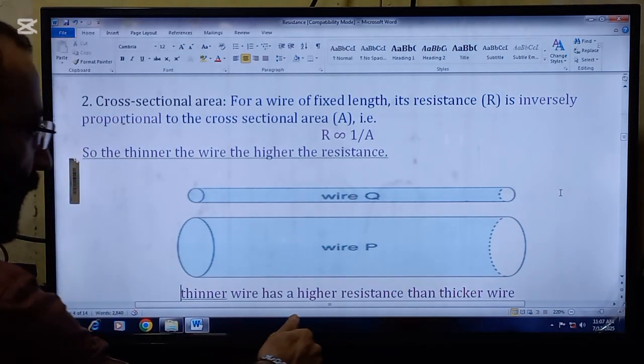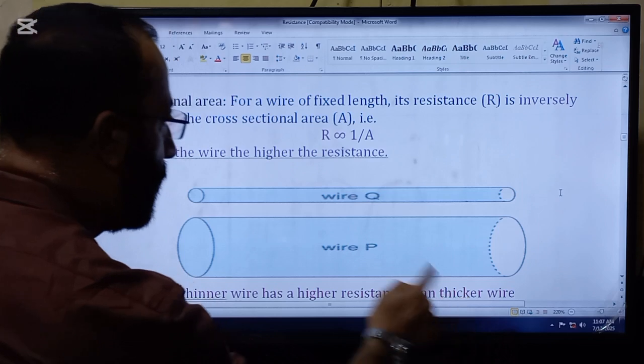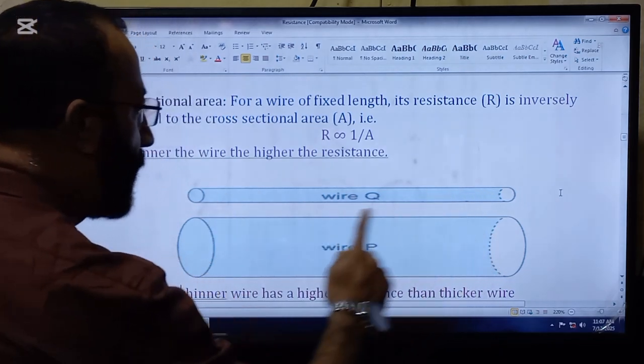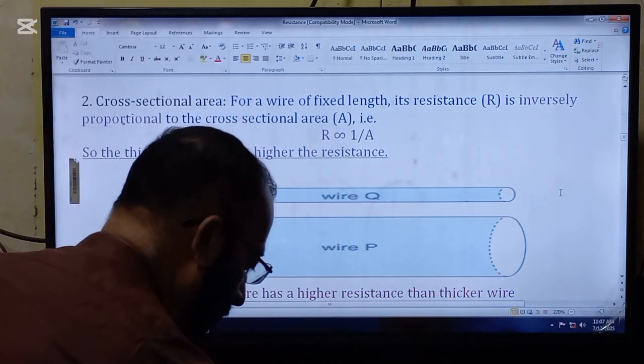So thinner wire has a higher resistance than thicker wire. So this wire will have more resistance as compared to this wire.